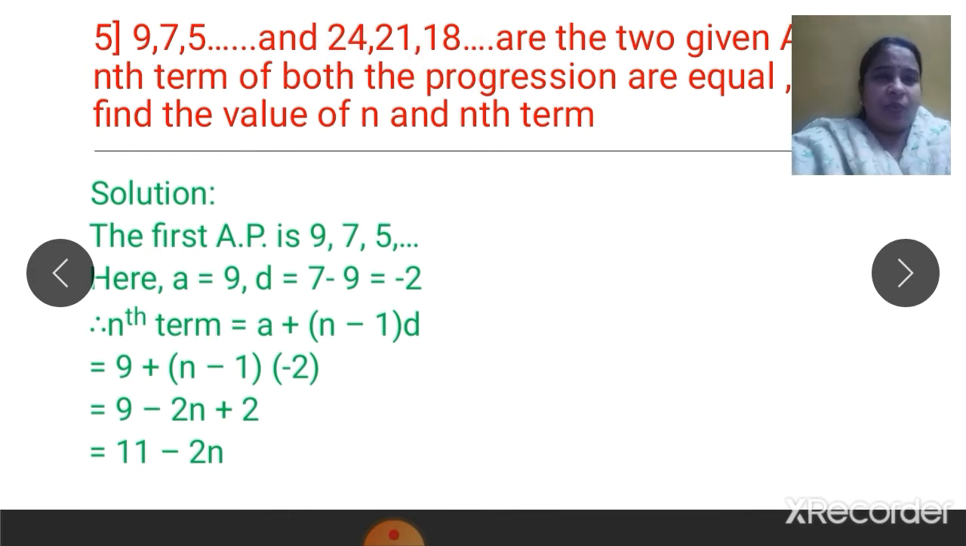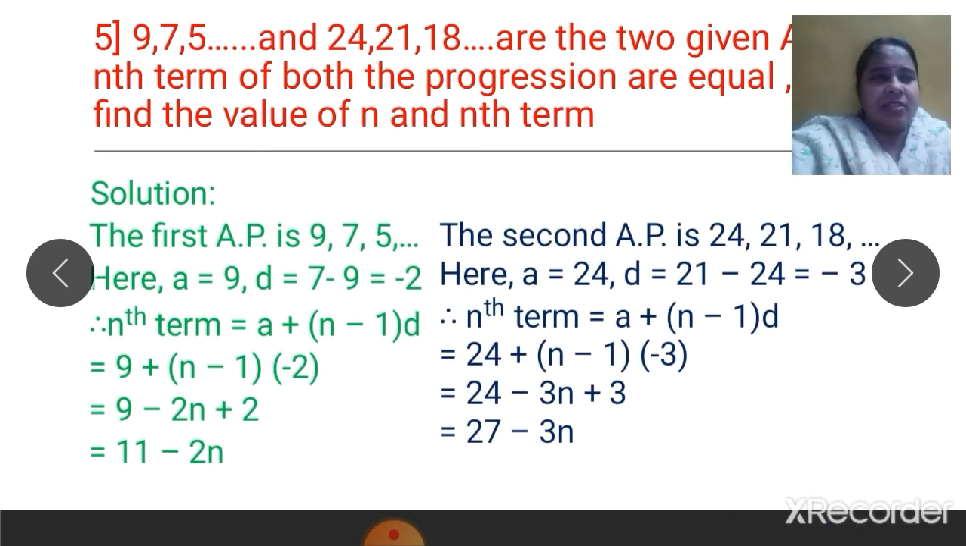Okay. So I want you to solve it just now and see whether what I am going to show you also gets the same answer. Write the AP, write A, write D, use this formula Tn is equal to A plus n minus 1 into D and get the value of Tn for the second AP. Okay. So see this. The second AP is 24, 21, 18 and so on.